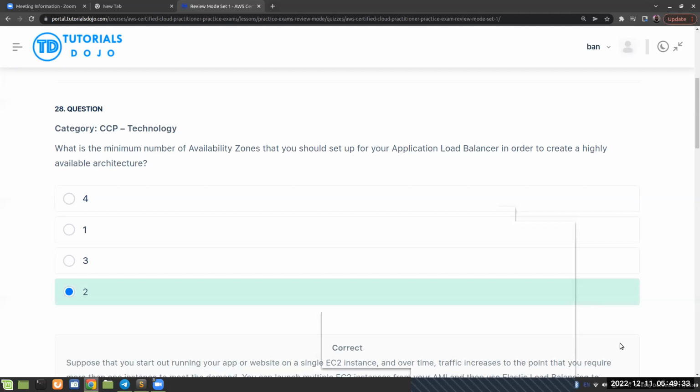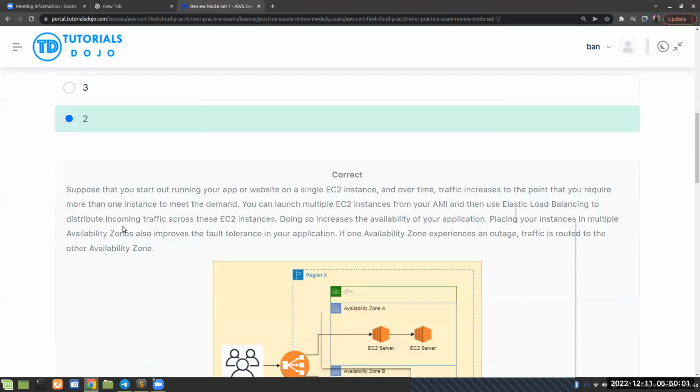Yeah, so it's D. Of course, you can have 3, you can have 4, but the question was the minimum you can have. You cannot have 1, for example, because we are talking of high availability. High availability always starts with having at least 2, so that if one zone fails, the other one can take over. So it's a minimum that you can have. Yeah. So minimum is always 2.